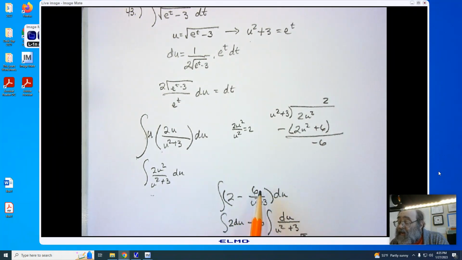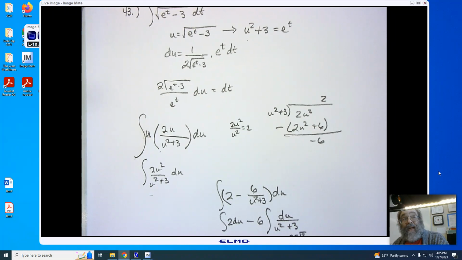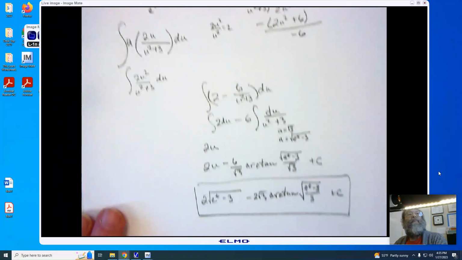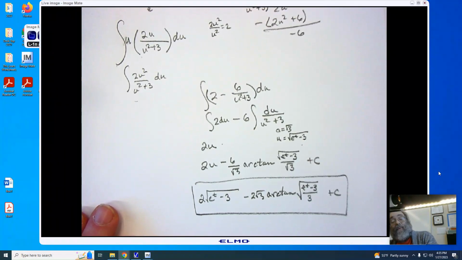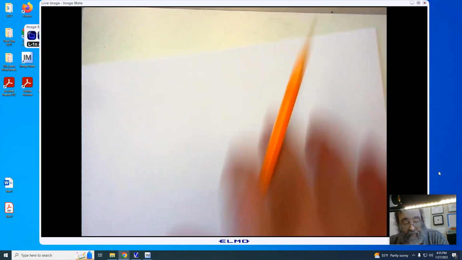This is the arc tangent with a root 3 as a. Our u is the square root of e to the t minus 3. 2 du gives me 2u. Back substituting is 2 square root e to the t minus 3. We then construct our arc tangent and simplify to get our final answer. And that is our final answer. Let's now go to number 45, please.